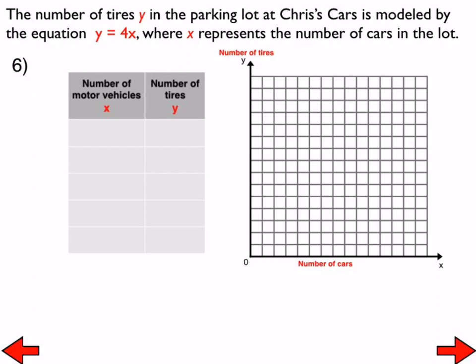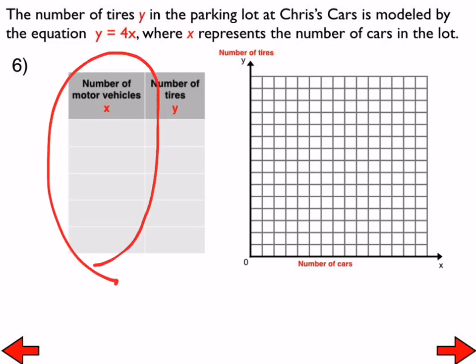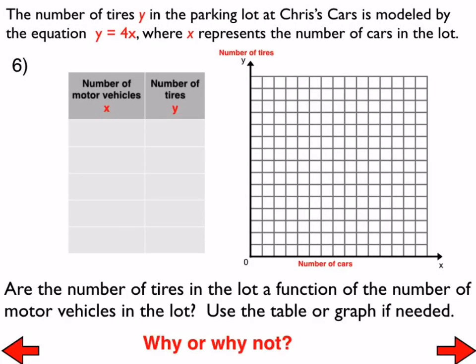But the next question is, once you plotted your data, is this discrete or continuous? Discrete. It's discrete. 3.5 motor vehicles, that does not make any sense, right? 3 cars does. 5 cars does. 7.842 cars does not. Therefore, this is a discrete situation.